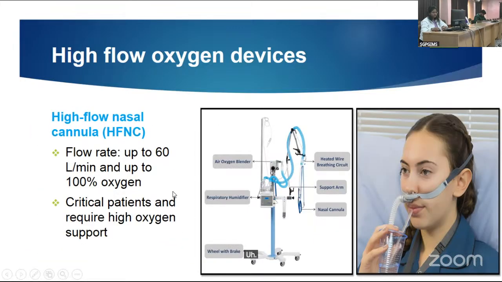It may look like a nasal cannula, but again I'm telling this, the nasal cannula comes under low flow oxygen devices, and the high flow nasal cannula comes under high flow oxygen devices.